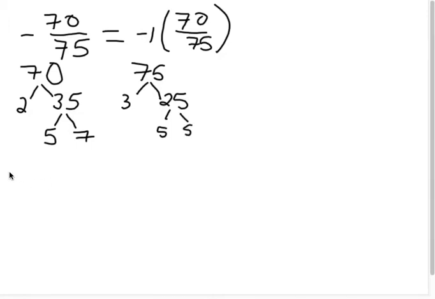Okay, so now I can say that 70 equals 2 times 5 times 7. I'm going to leave a little bit of a space here, because I can see that my 75 is going to be 3 times 5 times 5.